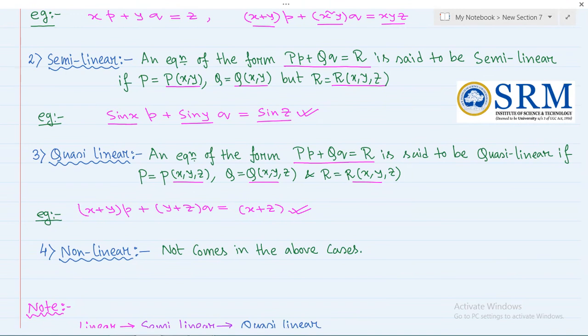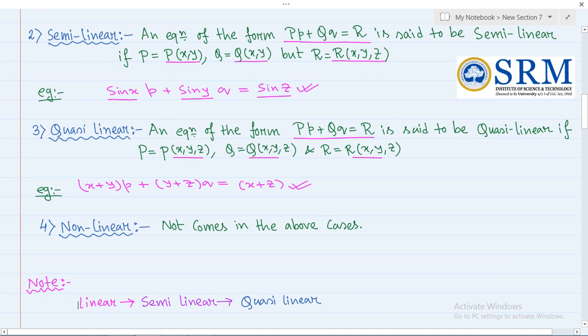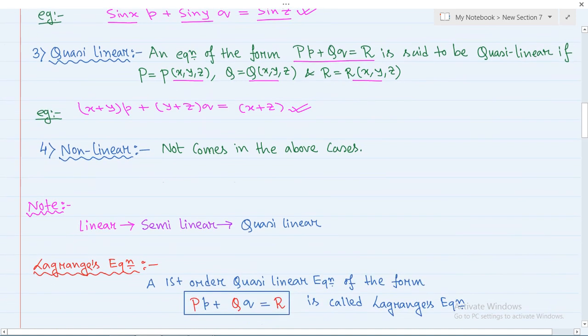Before we start the topic of solution of Lagrange's equation, let us make a note here. You have to remember one thing: those equations which are already linear can be treated as semi-linear also, and semi-linear problems can be treated as quasi-linear problems. Because in linear there is much more restriction, in semi-linear we have a little less restriction, and in quasi-linear we have relaxed more in terms of z.